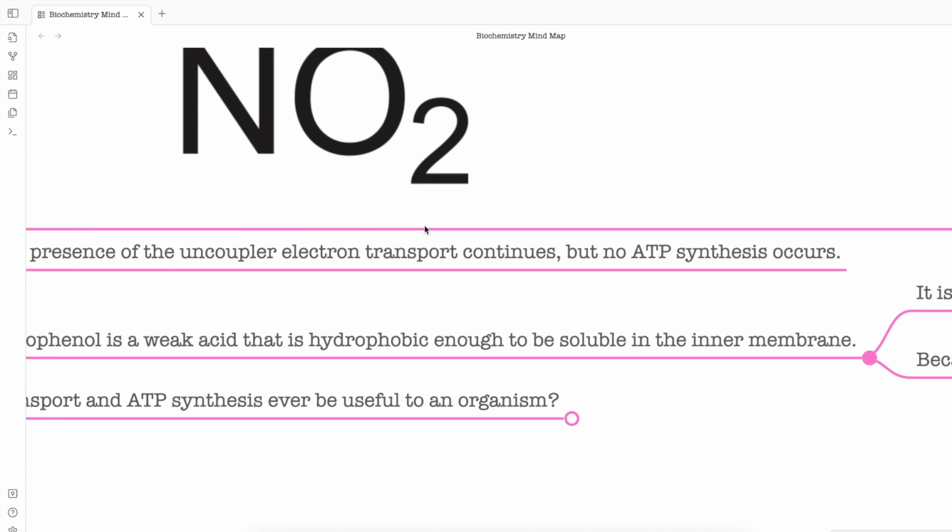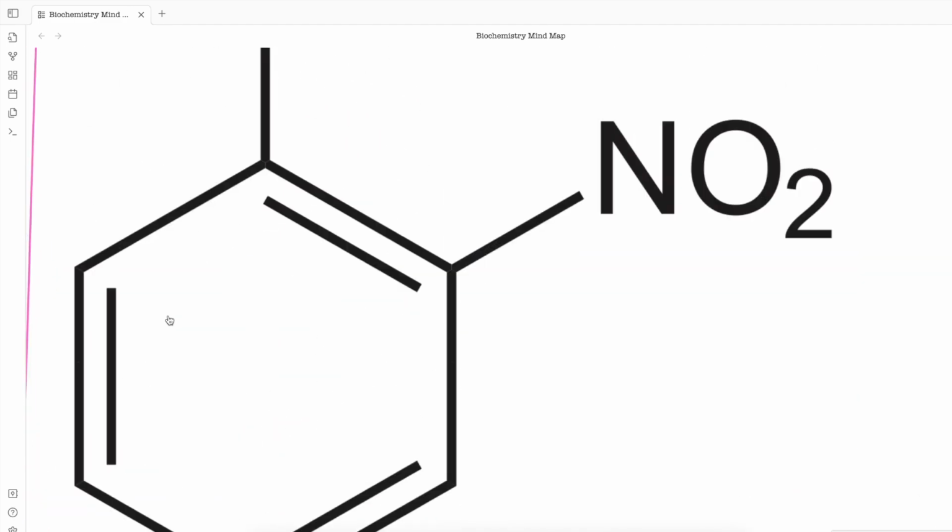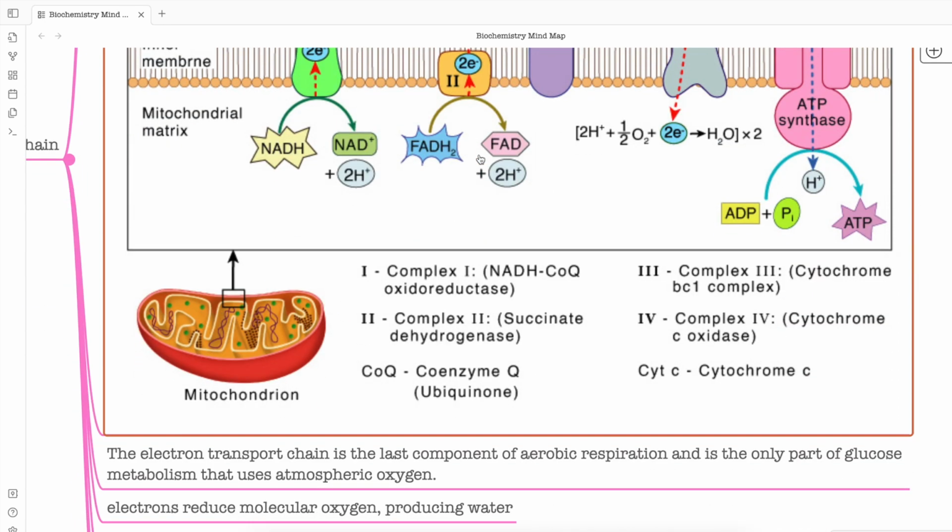So in the presence of the uncoupler, electron transport continues, but no ATP synthesis occurs. Why is this so? As I have already mentioned, for the electron transport system this proton accumulation is not required. This proton accumulation, or the proton pump, is required for ATP synthesis, rather to release the ATP. So the uncoupling agents will inhibit the accumulation of protons in the intermembrane space.